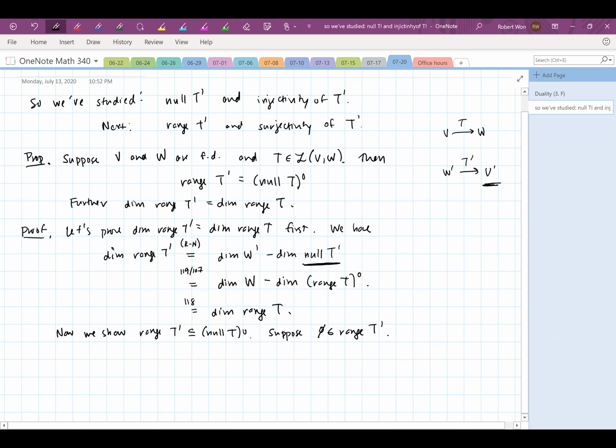Okay, well, what does it mean to be in the range? This means that there exists a psi in W dual such that phi equals T dual of psi. Right, if it's in the range of T dual, it means that it maps over from something under T dual.